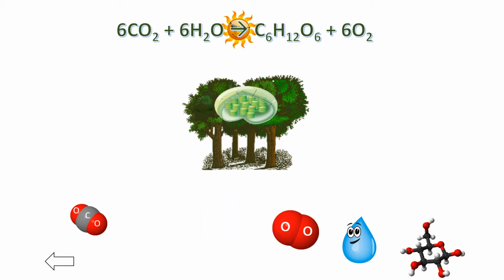It's done in the chloroplast, which is an organelle inside each cell. And there are many organelles in each cell. And that's how it makes its own food, through this organelle called chloroplast.